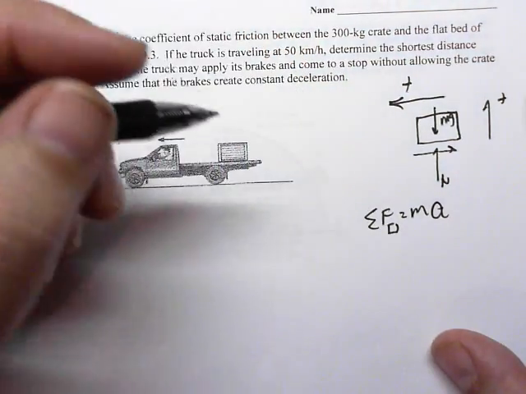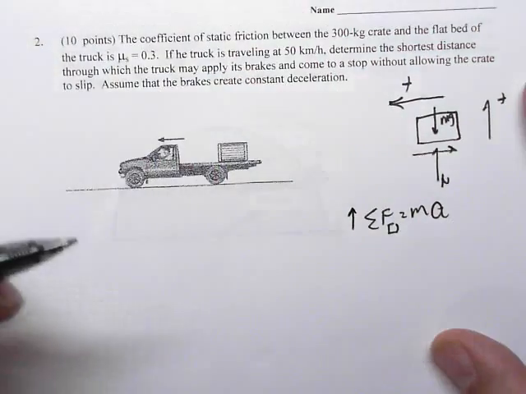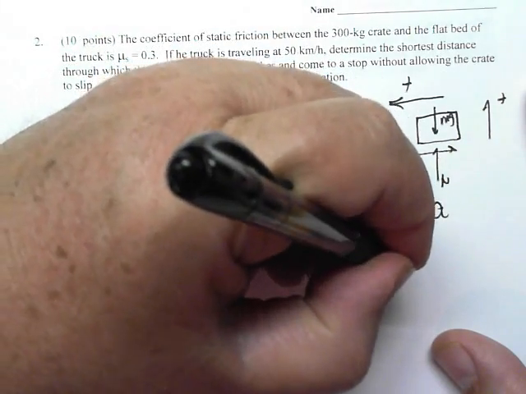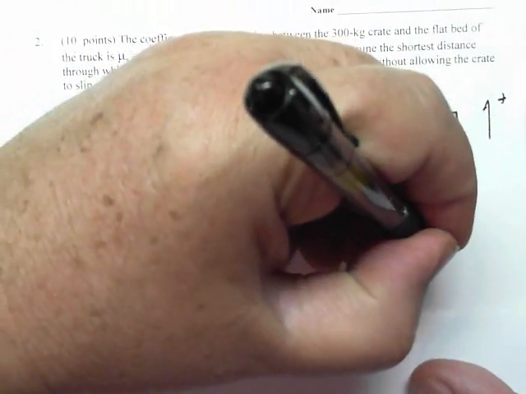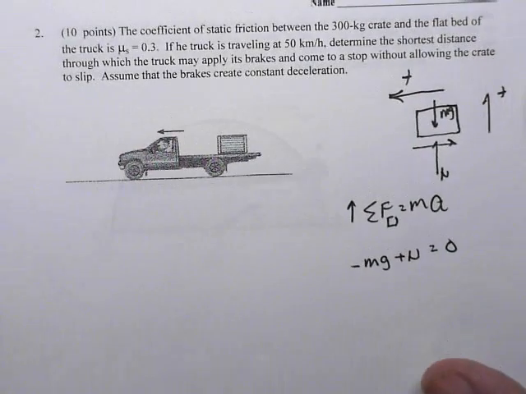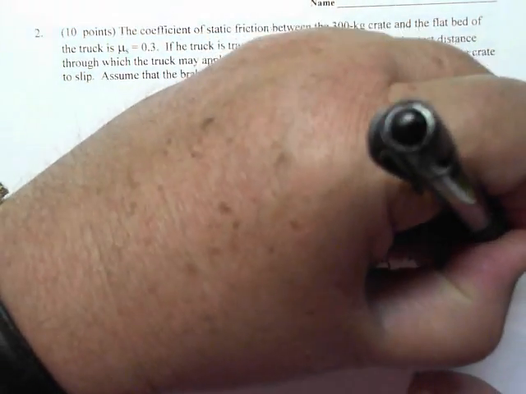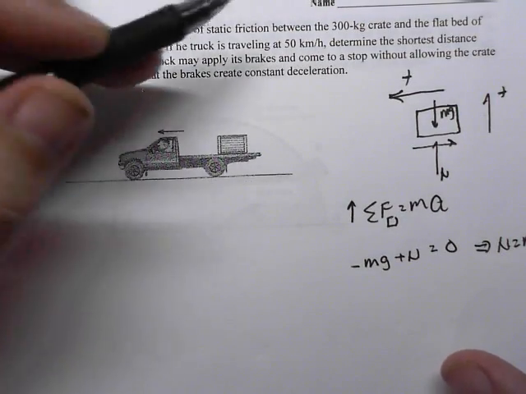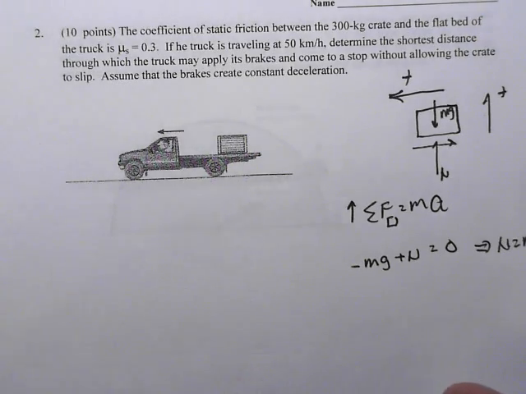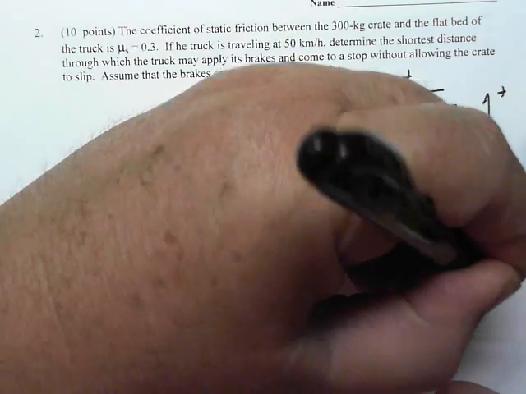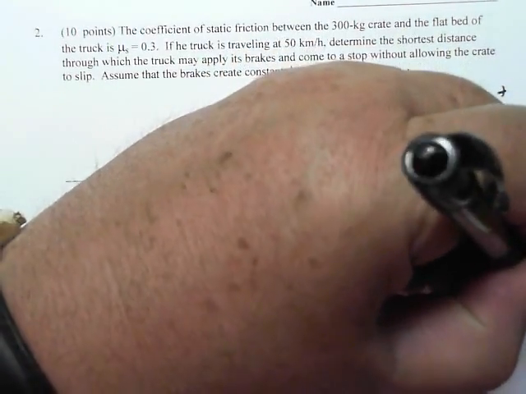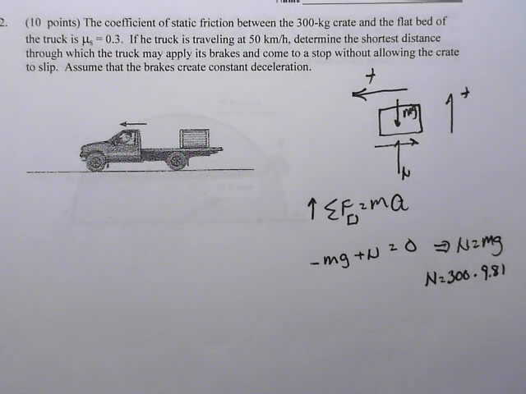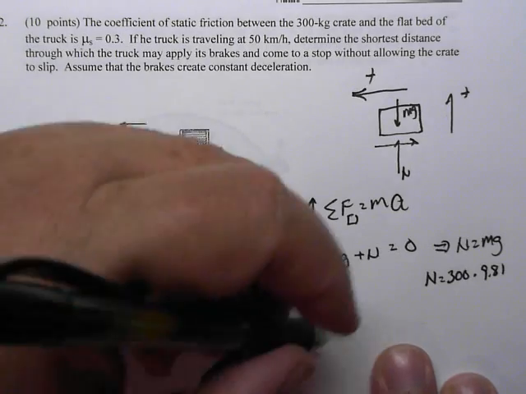And we will write this in the vertical direction, and so we will have minus mg plus N is equal to 0, which gives us the trivial and obvious equation that N is equal to mg, the weight of the box, and let's see, that's a 300 kilogram crate, and so N is equal to 300 times 9.81 meters per second squared. We'll slide that over a little bit so you can see that. That takes care of sum of forces in the y.